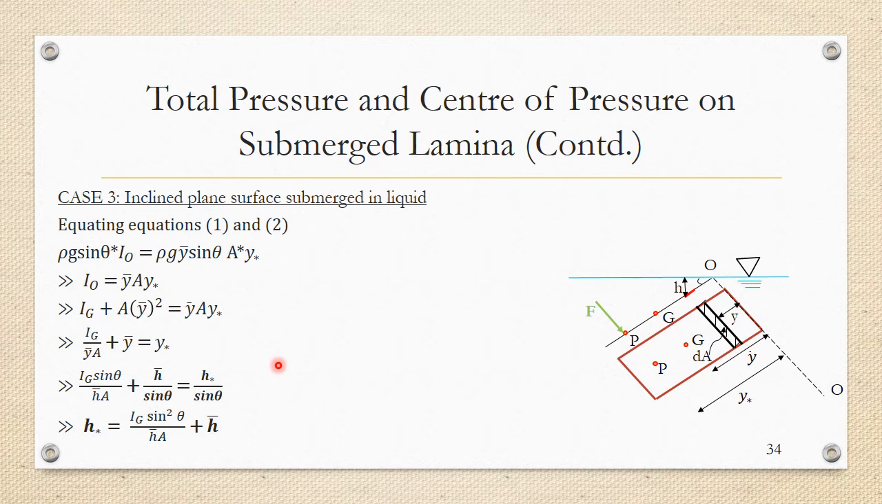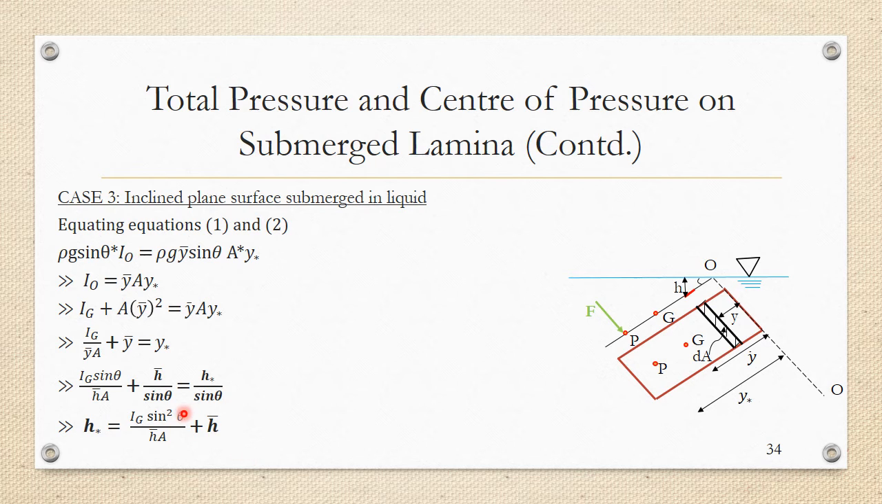When a plate is submerged vertically, theta becomes equal to 90, sine theta becomes equal to 1, and h star will become Ig divided by h bar into a, plus h bar. So Ig into sine squared theta divided by h bar into a, plus h bar, is a general expression for h star for any type of plate submerged in fluid, whether it's vertical, horizontal or inclined. If the plate was horizontal, theta would have been 0, sine theta would have been equal to 0, so this term would vanish and h star would become equal to h bar.